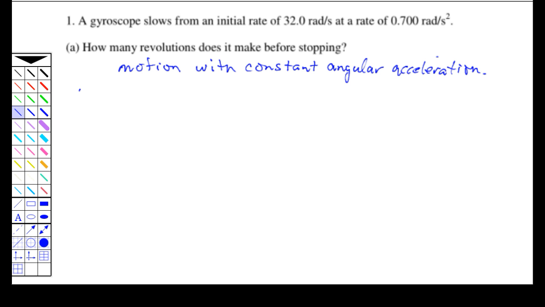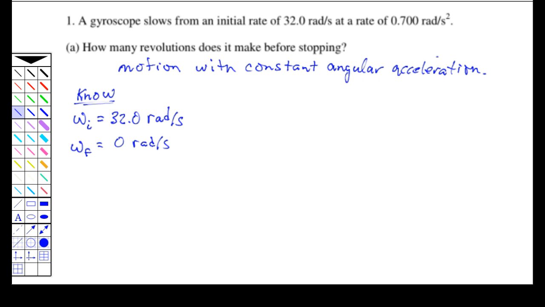So we have motion with constant angular acceleration. Okay, let's write down what we know. Initially the gyroscope is spinning with an angular speed of 32.0 radians per second, and it comes to a stop. So its final angular velocity is 0 rads per second.